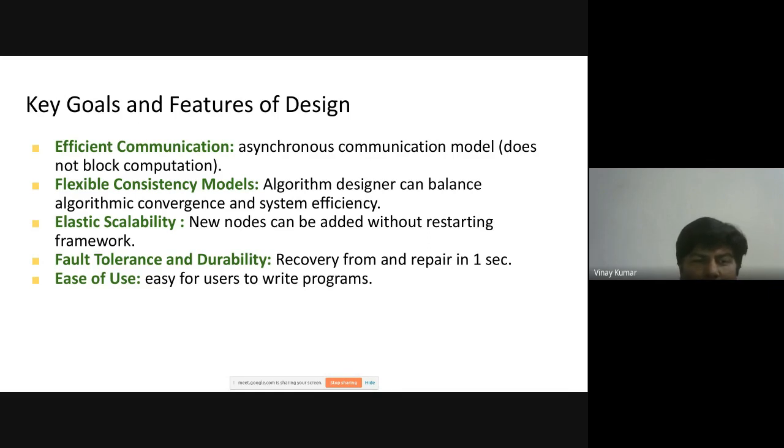Thereafter, we have elastic scalability. So new nodes can be added without restarting the framework. It will maintain the consistency in user accessibility. Virtualization along with reactive programming in service oriented architecture, mainly different cloud architecture, can be a good help. We can also call it ML as a service.